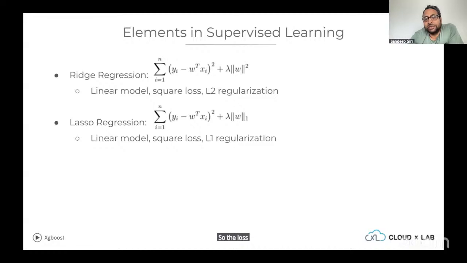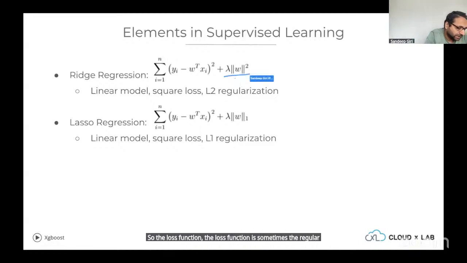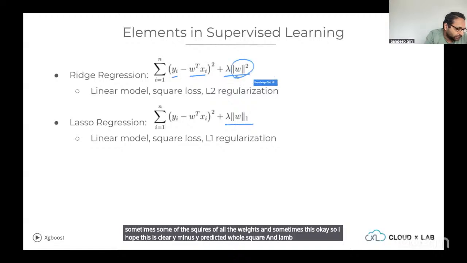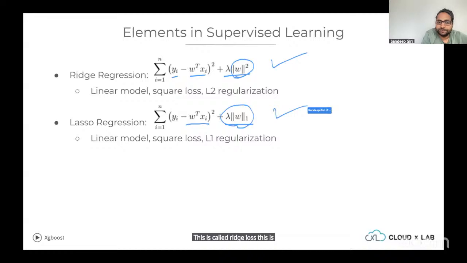So the loss function's regularization term is sometimes the sum of the squares of all the weights, and sometimes this. Okay, so I hope this is clear. Y minus y predicted whole square and lambda times this one. Y minus y predicted whole square, lambda times this one. This is called ridge loss. This is called lasso.